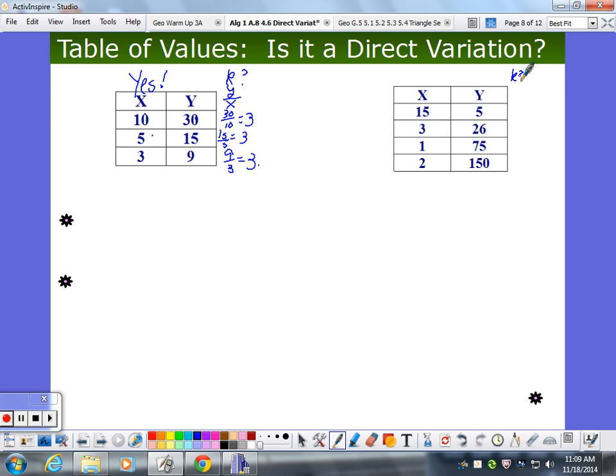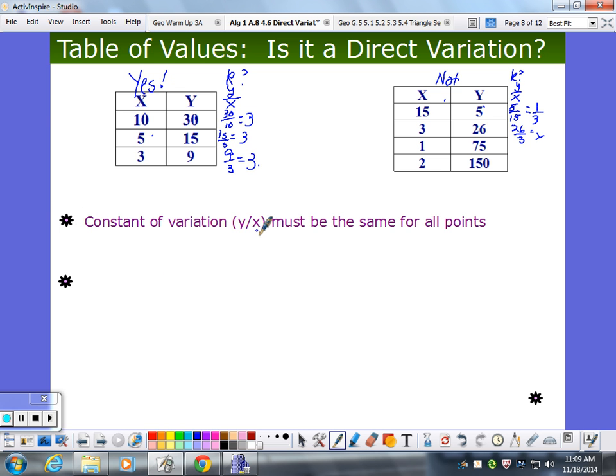What about this one? You look and say, what's k? Y over x. 5 over 15, 1/3. Y over x is 26 over 3, whatever that is, not 1/3. This one is not a direct variation, because you're not getting the same k every time. So the constant of variation, the y over x, must be the same for all points.